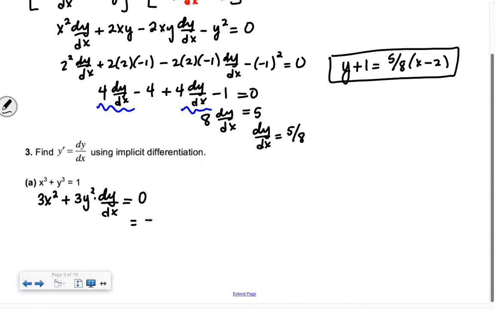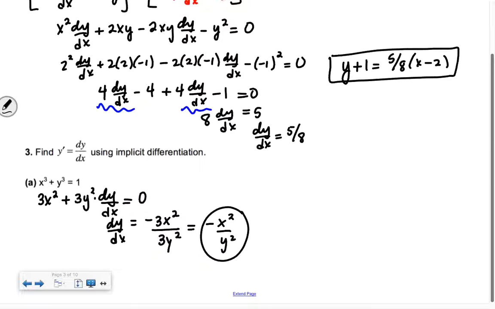We subtract the 3x squared over. You guys see we're going to divide by the 3y squared. We divide by 3y squared. And we're left with our derivative of y in terms of x, which reduces down to -x squared over y squared. You may leave your answer like that.